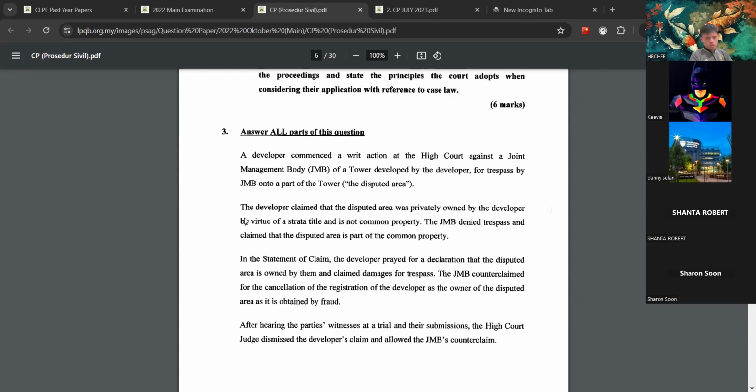And also the Rules of Court, Order 32 Rule 1, notice of application supported by affidavit. Okay, then we can come to the third part already. Third question already.